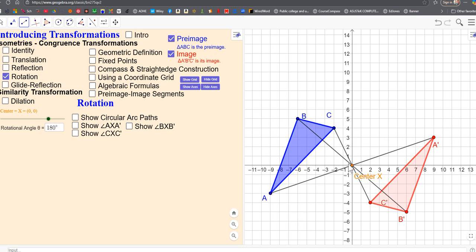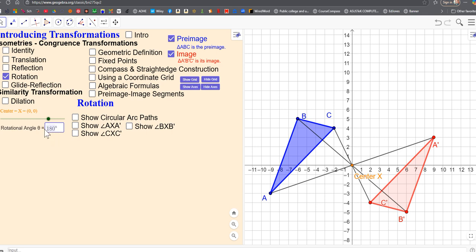If we do A, we're going left 9 and down 3. To get to A prime, we go right 9 and up 3. Okay, look at B, look at C. Can you determine a more general formula for that one?